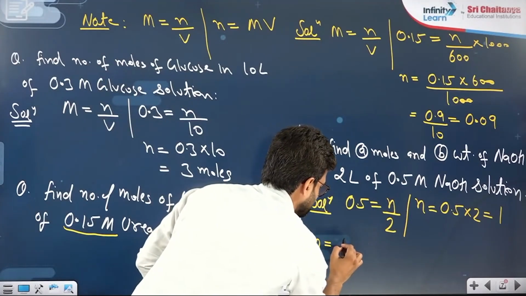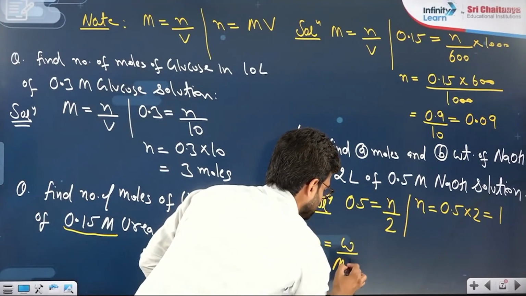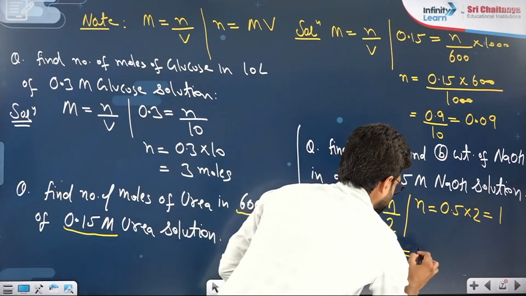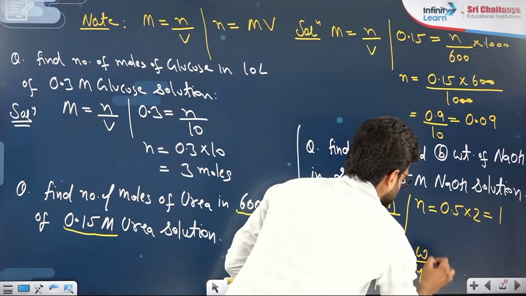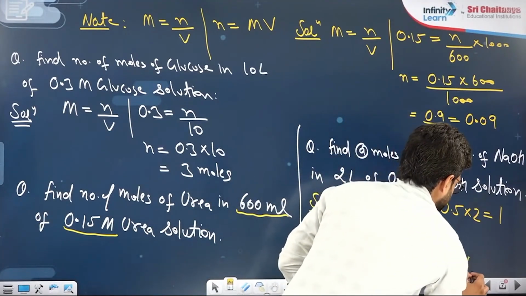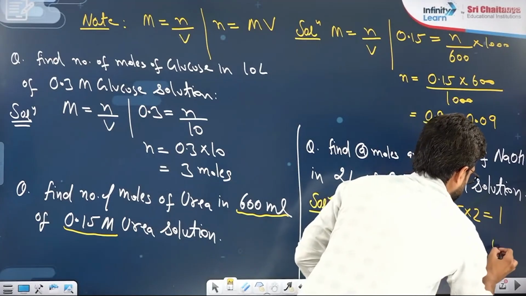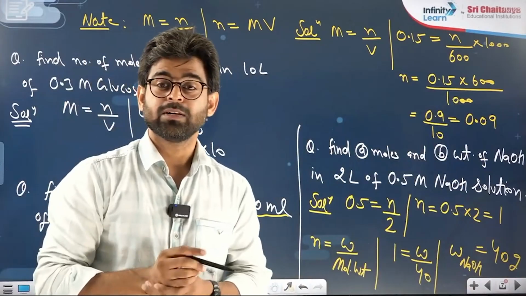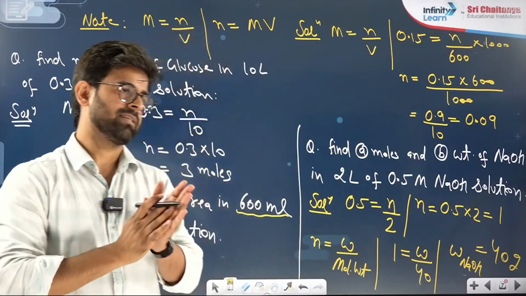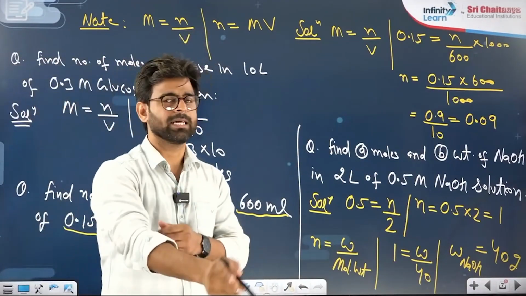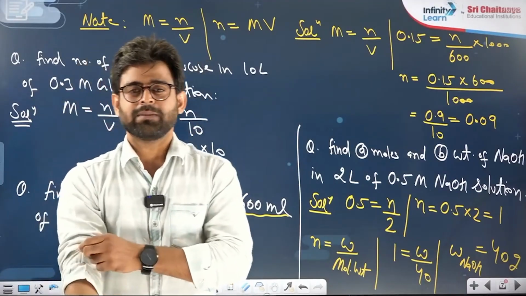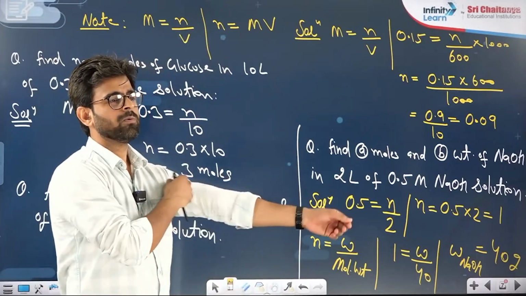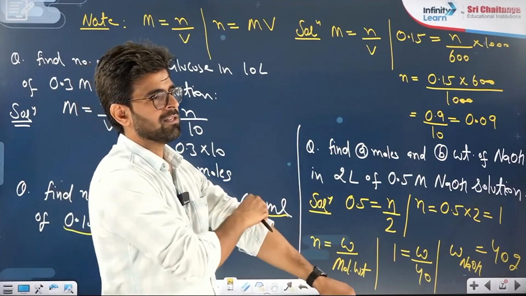Now we have the mole. Mole is what? Given weight by molar weight, right? We have 1 mole. The weight we have to find. The molar weight is how much? 40. So how much NaOH is present in the solution? 40 gram. 40 gram NaOH is present in our solution. Very right. 1 mole is 40 gram, right? Clear. I hope everyone is clear.